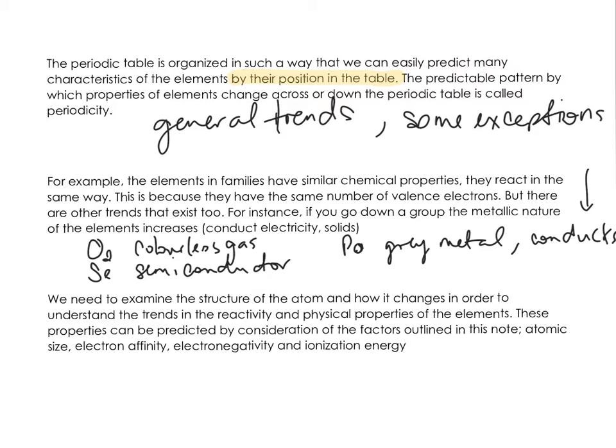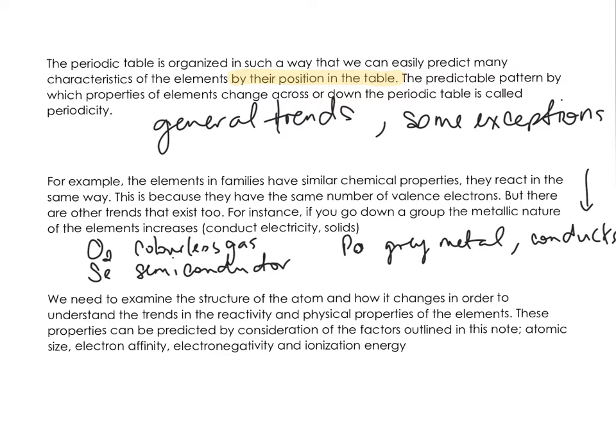There's also the trend that as you move from the right-hand side of the periodic table towards the left, you also get a more metallic nature, right? So as you go down a group, you get more metallic in nature, and as you go from the right to the left, you get more metallic in nature.